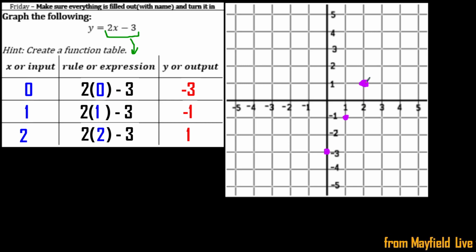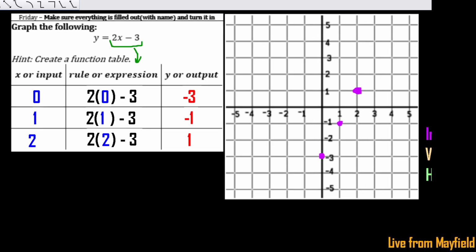Your points on the coordinate plane, or your ordered pairs on the coordinate plane, should be in a straight line. If they are not, you know you messed up, or something in your calculations is incorrect. So always make sure that if it's a linear function, meaning a straight line, those points should be in a straight line. And let's graph it exactly how it looks.